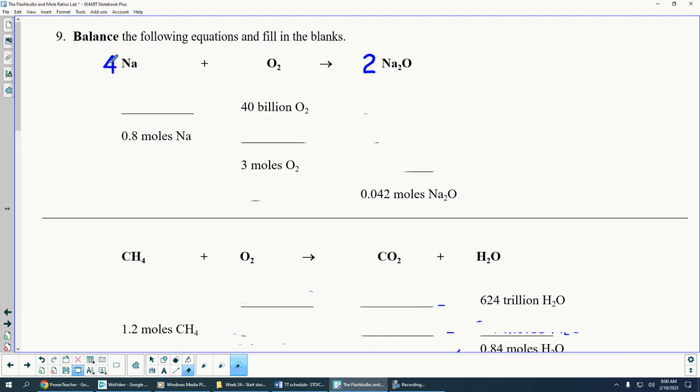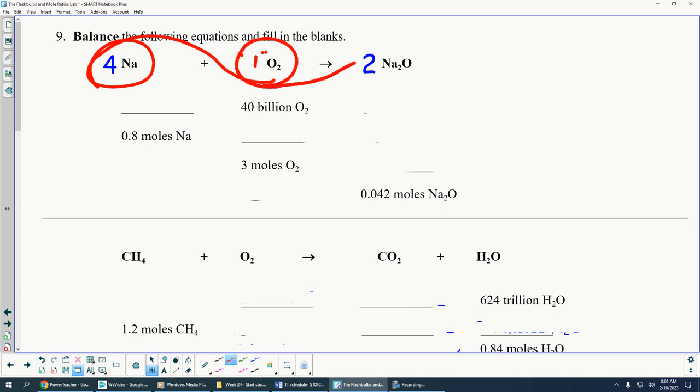So my coefficient ratio, if I were to draw this, I would need 4 sodiums to react with, we're going to consider this a 1, O2, and then that can make me 2 sodium oxides. For every 4 of these, I need 1 of those, and I can make 2 of these. So let's say I had 40 billion O2s. For every 1 of those, I need 4 of these to react with it. So if I had 40 billion of these, how many billion of these do I need?